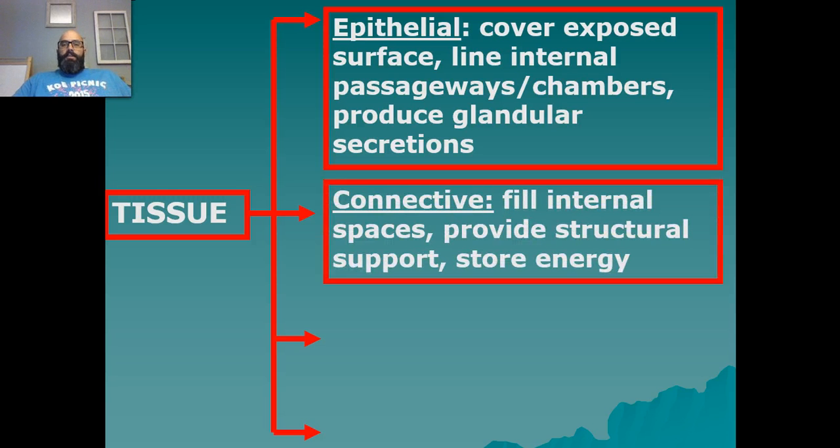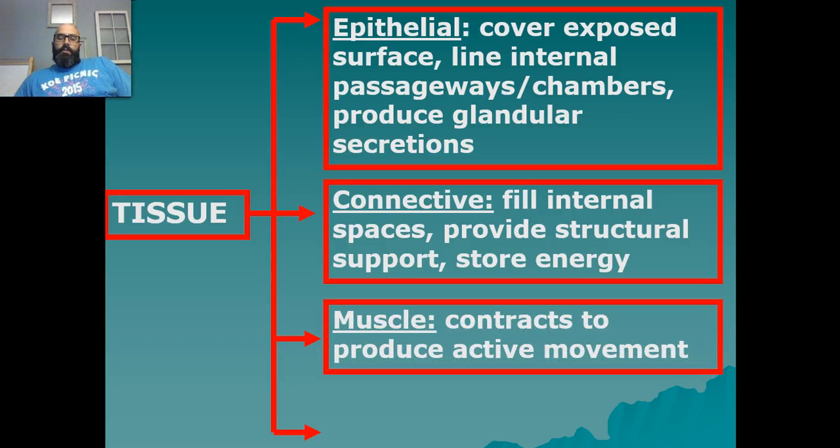Connective tissue, these are the things that fill internal spaces. So like blood fills the internal space of your blood vessels. They provide structural support, so think of this in terms of bone, and they store energy, so you can think of this in terms of the adipose tissue. So there's going to be different kinds. Structural support, you can also think of that in terms of like cartilage, which provides support between the bones and reduces friction, things like that.